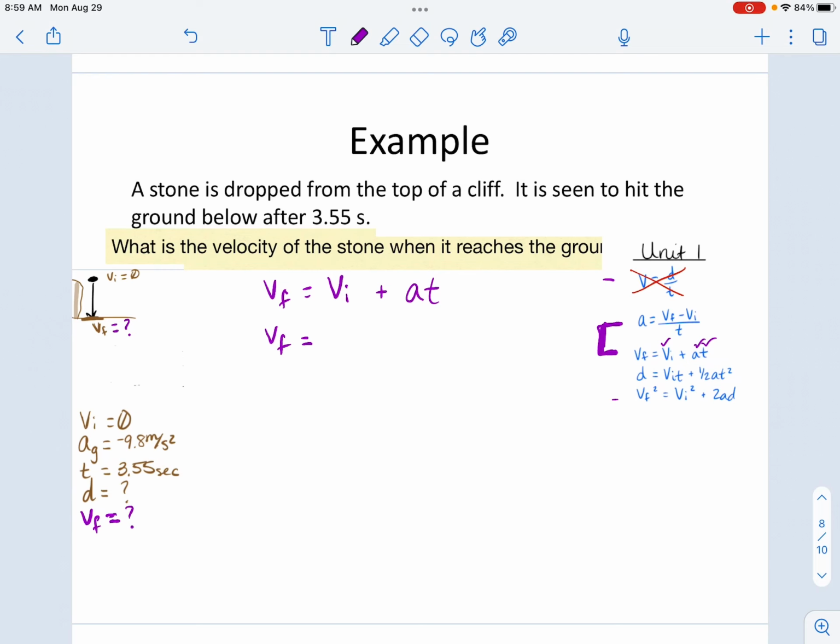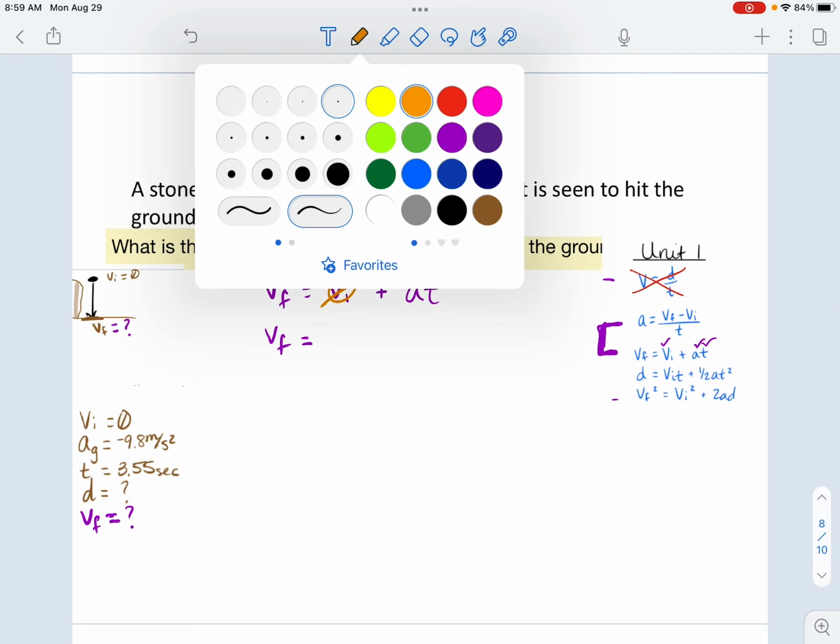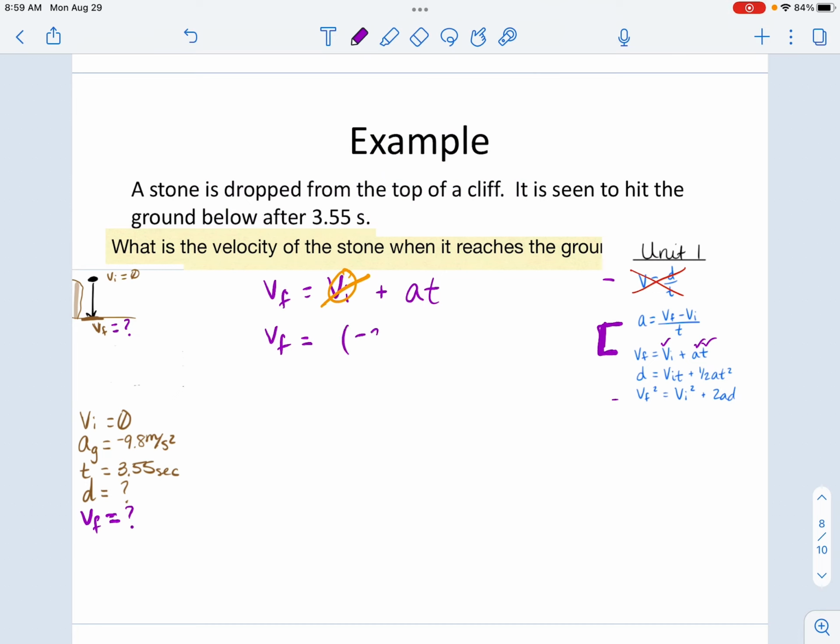VF equals, again, this VI is just a value of 0. So you can simply illustrate on your equation that you understand that it's going to simplify to a 0. And therefore, we really only need to write this line when we do our substitution like this. So now we're going to take that 9.8 and multiply it by 3.55, and that's going to give us 34.79. Now you should be writing this in as a negative 9.8, so you should be calculating a negative 34.79.